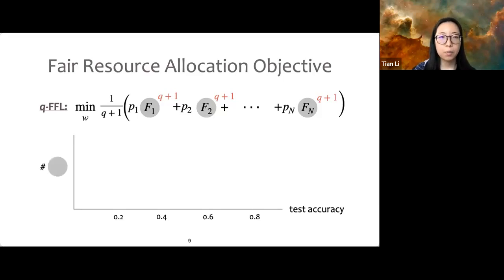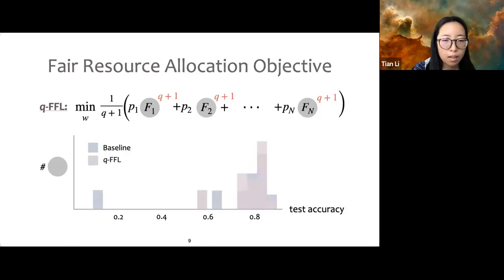Going back to the previous example, we see that the model can fail on some devices if we use the baseline objective, which is ERM. By using q-FFL, we can maintain approximately the same overall average accuracy while reducing the variance. We see the performance of the worst performing device has improved dramatically, at the cost of potentially reducing the best accuracies a little bit. And then we can see similar improvements across other datasets.